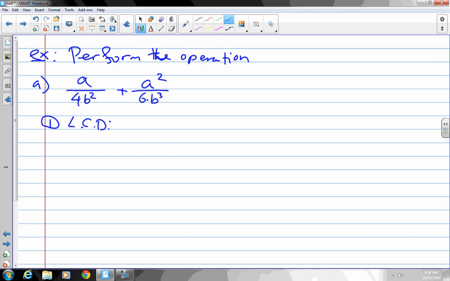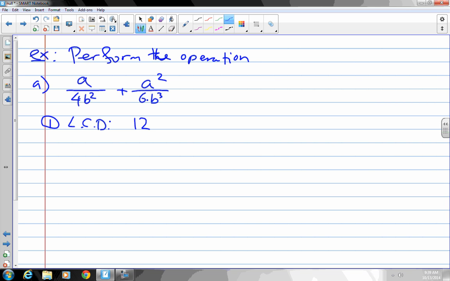You first look at the numericals, 4 and 6. Just think about what is the least common denominator for 4 and 6? No, no. Least common denominator. If you were to add fractions with a 4 and a 6, 12, right? I'm not asking for the factor or whatever. I'm asking for the smallest number that's divisible by both 4 and 6. That's 12. Now, what about b's?